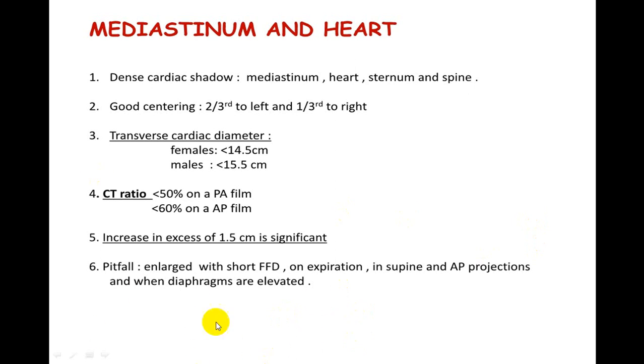Even when the diaphragm is elevated because of an abdominal condition like ascites, pregnancy, pneumoperitoneum, or because of obesity, again the heart will be horizontal, and it will give you the interpretation of cardiomegaly. This fallacy should be avoided when you are reading an X-ray chest.